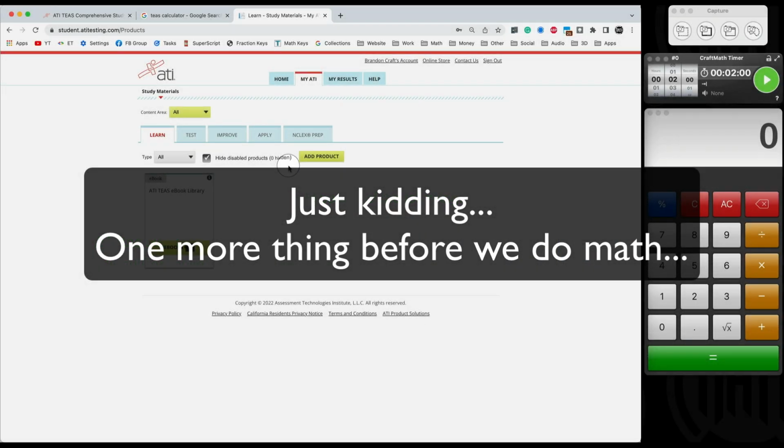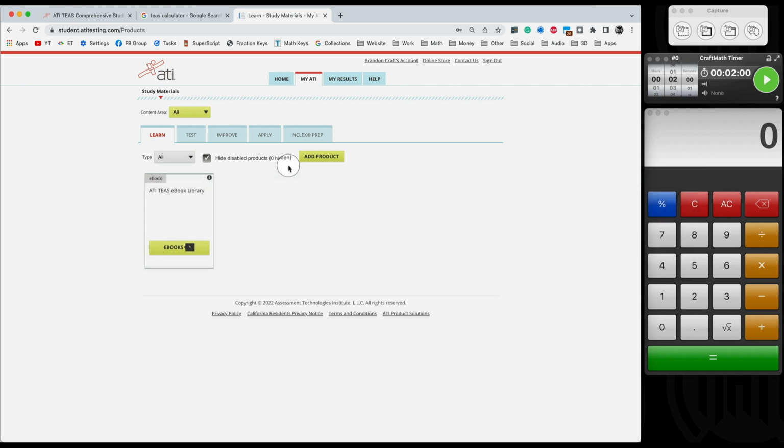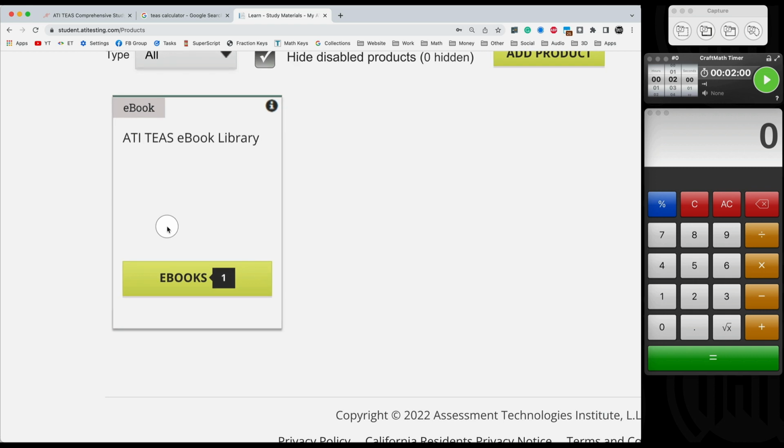What I do want to show y'all is that they do have an ebook. If y'all have already purchased an ATI TEAS study manual, I got them all the way back from 2015, 2016. And guess what? For math, some of the problems are the same, way back from 2015, 2016. Right here beside me, I have the 2020 and 2021 version.